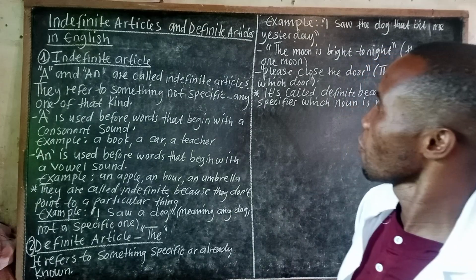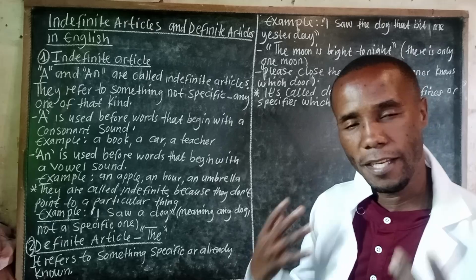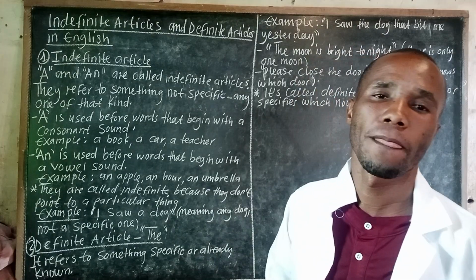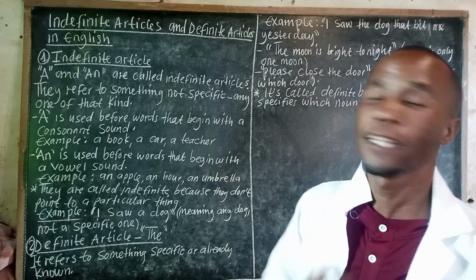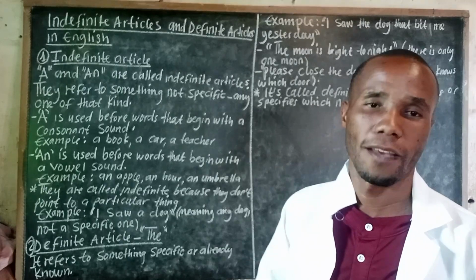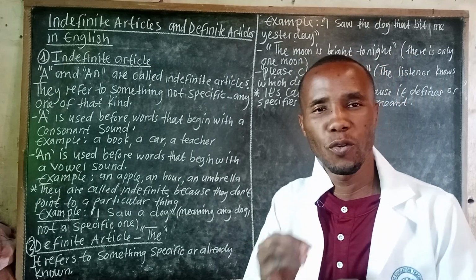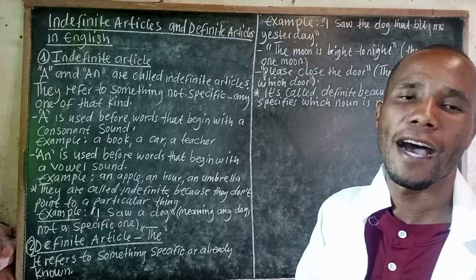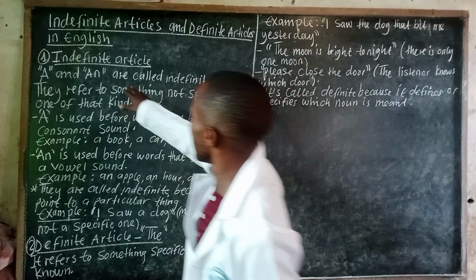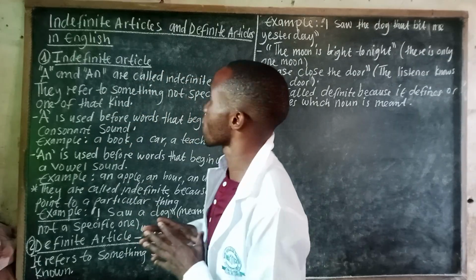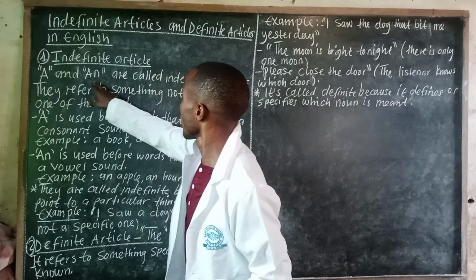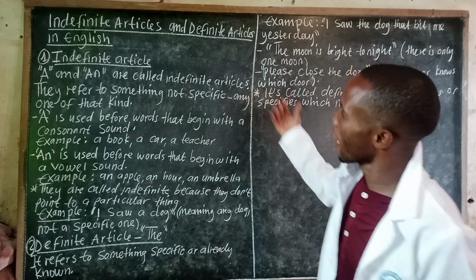So when we are talking about indefinite articles, we are actually talking about A and an. Then definite articles, we are talking about the. So we want to know how to use the, a, and an. We are starting with indefinite articles. As I said in my preamble, indefinite articles are a and an.